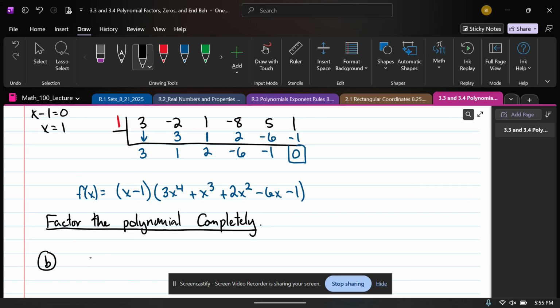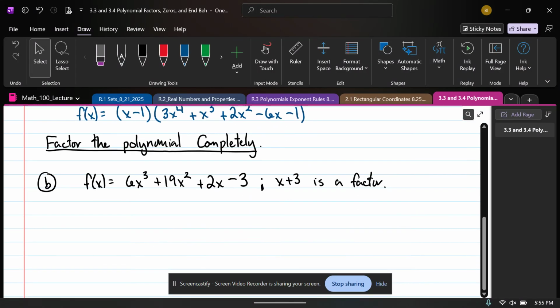So here's our polynomial. F of x is equal to 6x cubed plus 19x squared plus 2x minus 3. And they're going to tell me, so there's a semicolon, and they're saying x plus 3 is a factor. Okay. So we're going to break this polynomial into all of the parts that we can. So we're going to try to factor it. I'm hoping that we end up with 3 little sets of parentheses when we get done here.